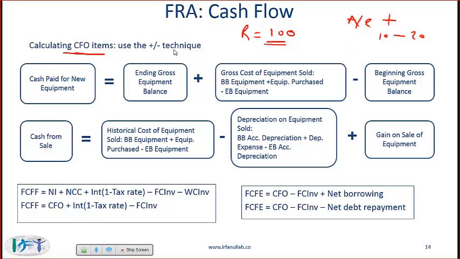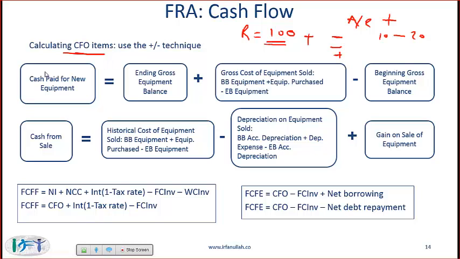So the plus-minus technique is you look at whether the item you are considering is a cash inflow or an outflow. A revenue would be a plus, a cost of goods sold and then cash paid to suppliers would be a minus, and any increase in an asset is a minus, and an increase in a liability is a plus. So if you use that technique, then all these questions become easy.